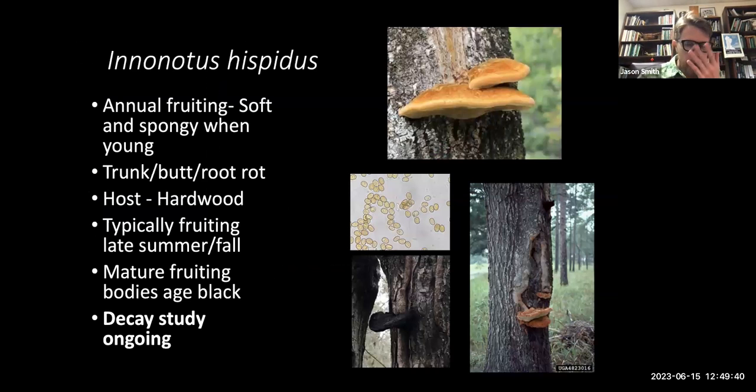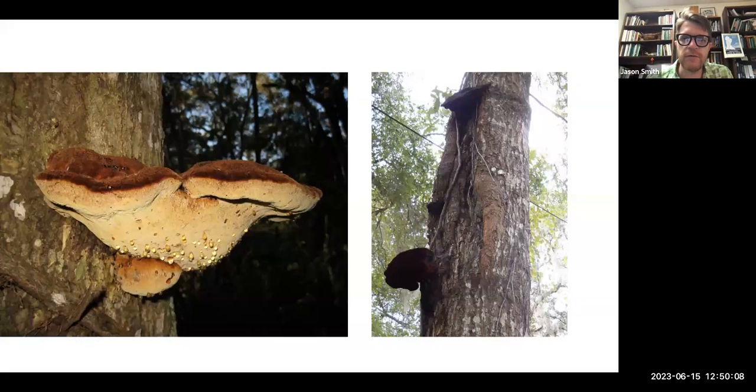Inonotus hispidus is another canker rot pathogen. These fruiting bodies are yellow-brown, produced in early summer, about now actually, on hardwoods, and you get these large sunken cankers with decay behind the canker, and then the fruiting bodies turn black and they fall from the tree. Very, very common on a wide range of hosts, hickories, oaks, lots of things like that.